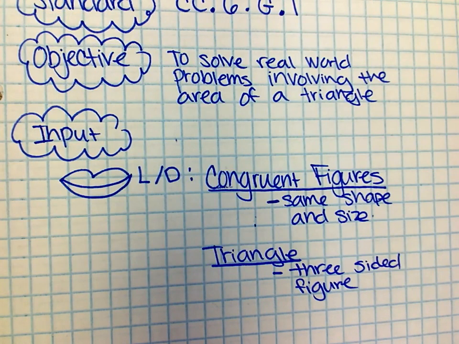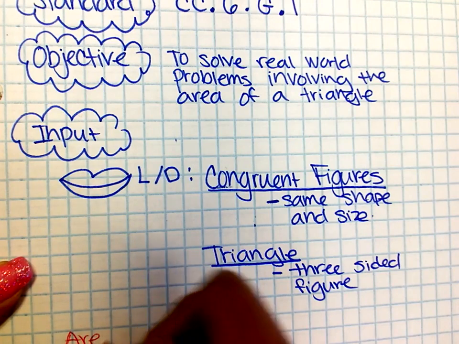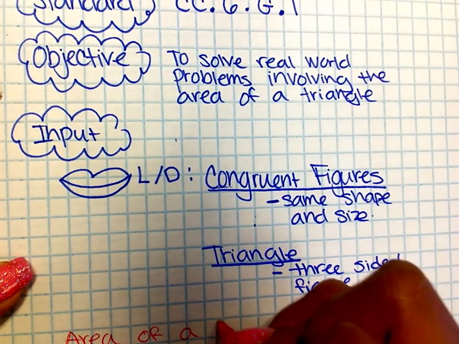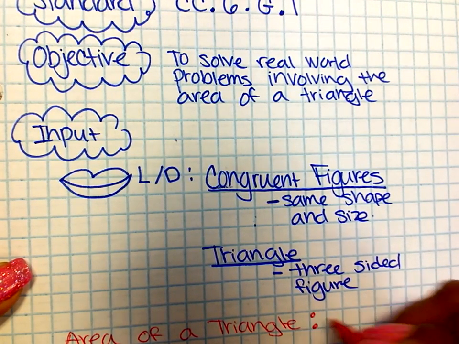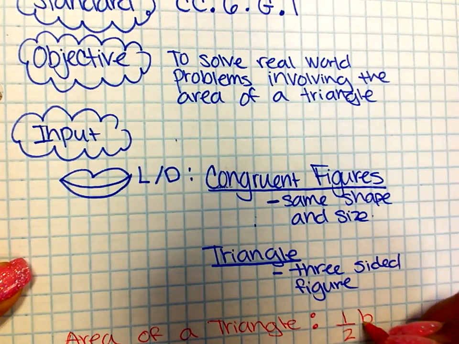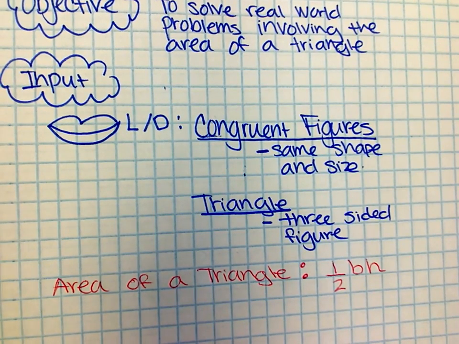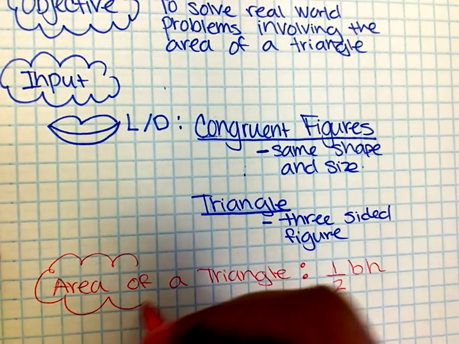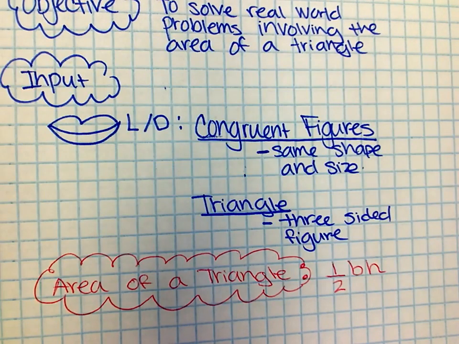In a different color than you have, because it is very important to write this down, please write down that the area of a triangle is 1/2 base times height, which also means base times height divided by 2. Write that down, highlight it, star it, so you can easily find the formula.